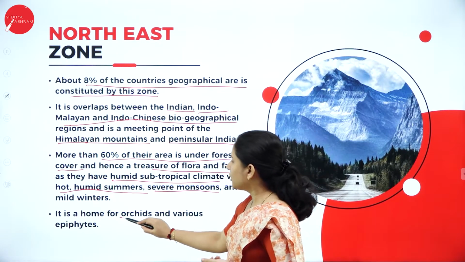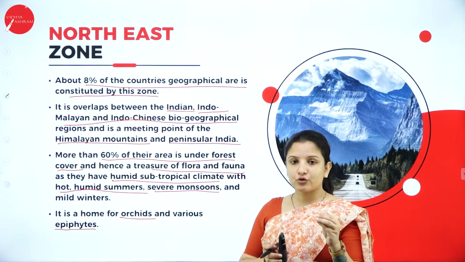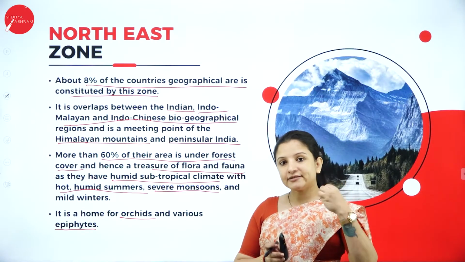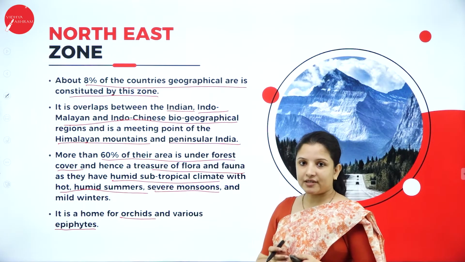And it is a home for orchids and also various epiphytes. So epiphytes are the plants which grow on other plants, on the trees and all that. You find some plants growing, right? So they are nothing but the epiphytes. So they are a home for orchids and various epiphytes.